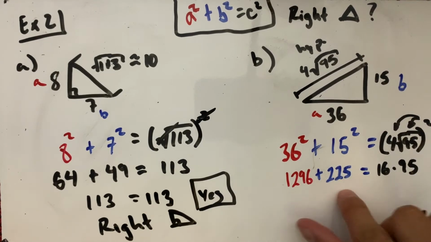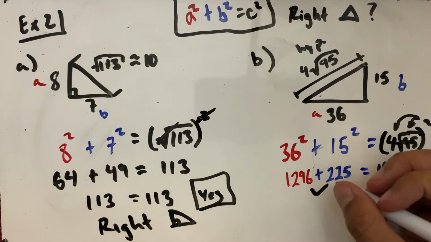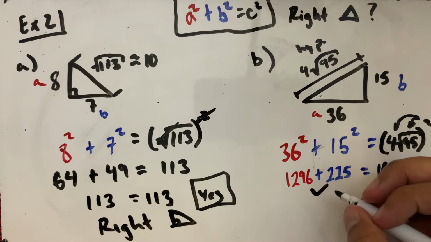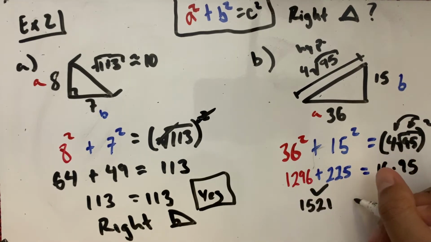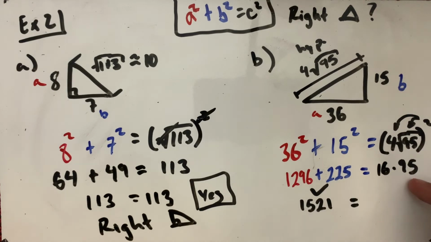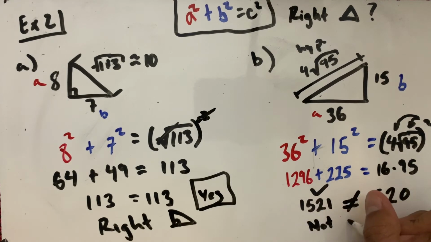So we're going to combine like terms right here, and that's going to give us 1521. And does that equal 16 times 95? You'd put that in your calculator, and that gives you 1520. So no, it does not equal. So this is not a right triangle. My little box is right there. So it's not a right triangle.